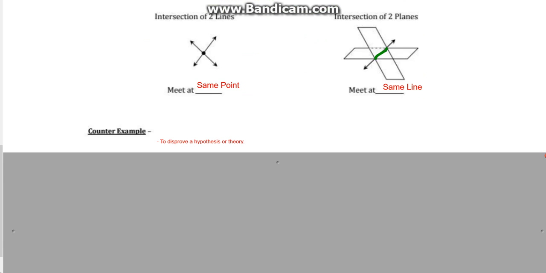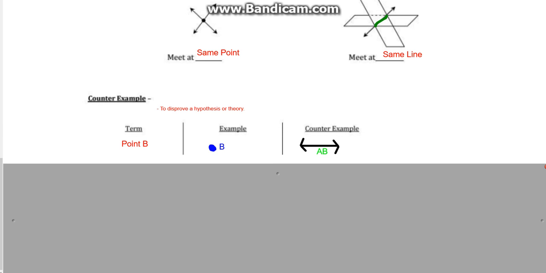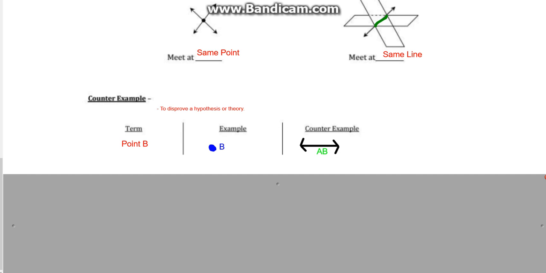A counterexample means to disprove a hypothesis or theory. A very easy example would be the term point B, represented symbolically as dot B, and then a counterexample would be line AB, which actually means it's a line. Okay, just something quick. Moving on to page 2.